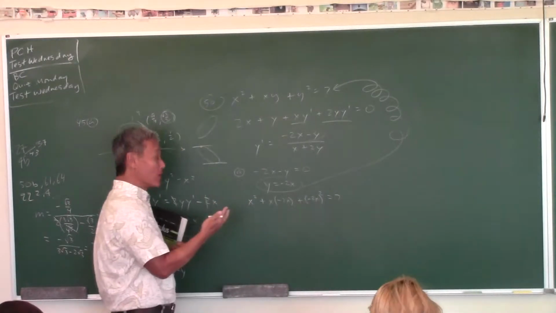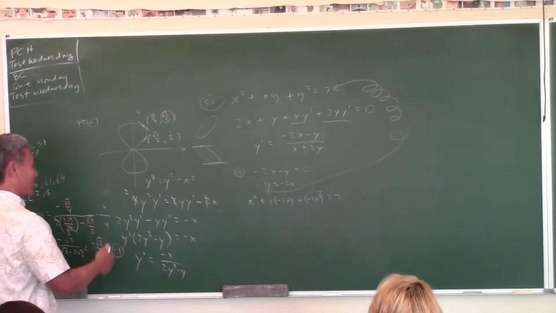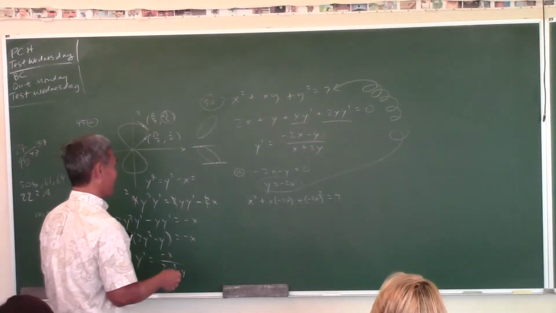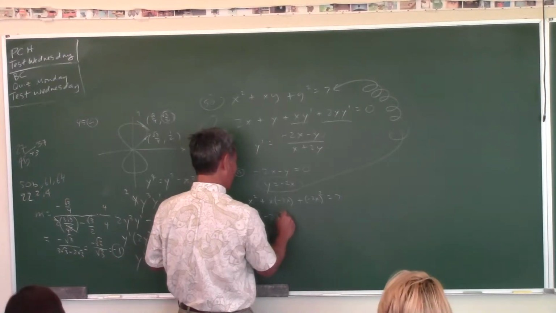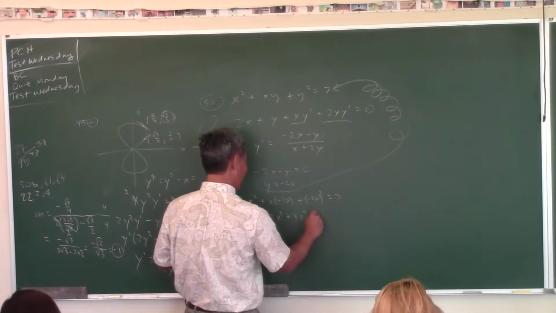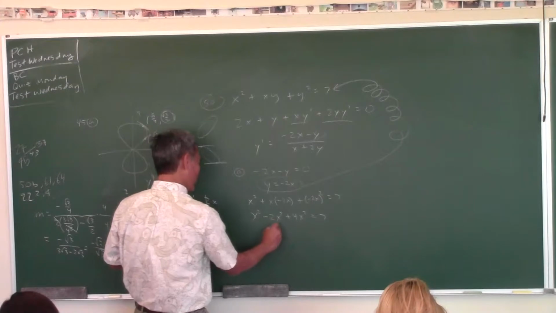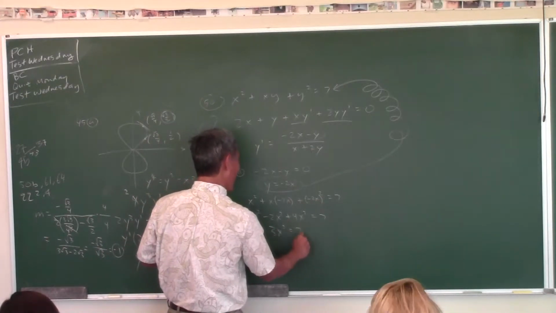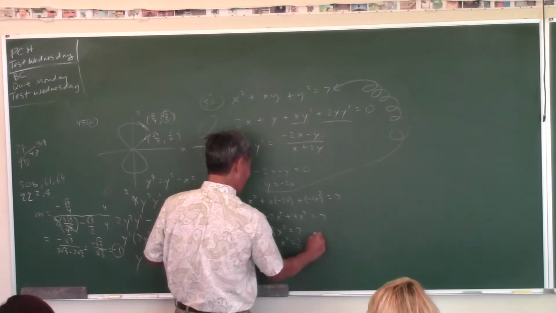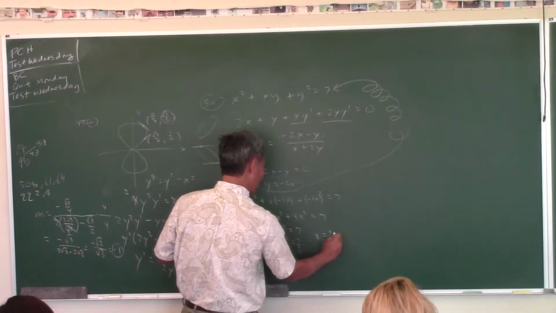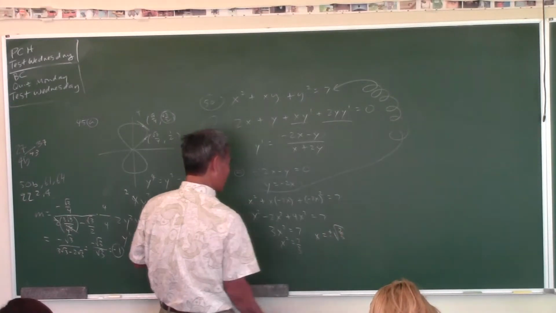See, this is the book problem. When the book has problems, they make it ugly. When I make a problem, I make it come out nice. x squared minus 2x squared plus 4x squared equals 7. 3x squared equals 7, this is horrid. x squared equals 7/3. So that means x is plus or minus root 7/3. That's ugly.